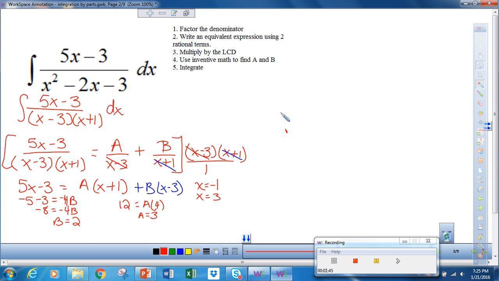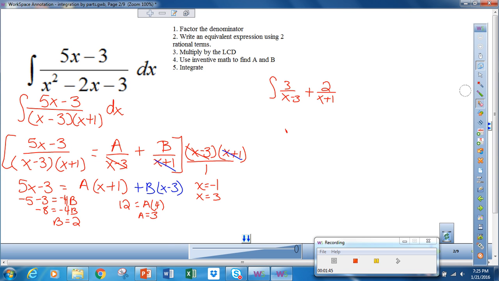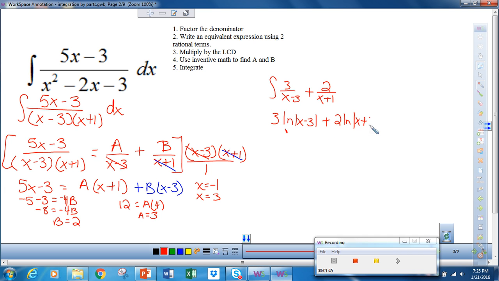Now, I am not done. I still have to integrate this. But what I can now do is rewrite this with this equivalent expression and get A is 3 over x minus 3 plus B, which is 2 over x plus 1. And as you can probably see by now, I can now use natural logs to integrate this. So integrating this, I get 3 natural log of x minus 3 plus 2 natural log of x plus 1 plus C, and that's my answer.